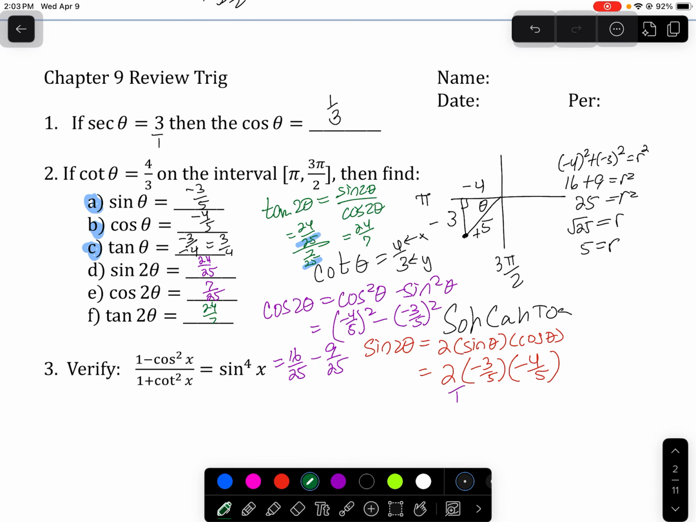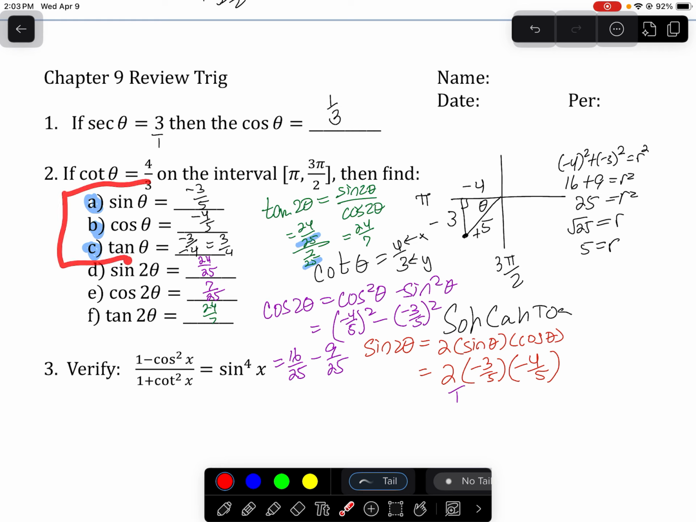So build a triangle, label your sides. First, you want to find the 3rd original side that's missing using SOHCAHTOA. Then you want to use the formulas on the board.